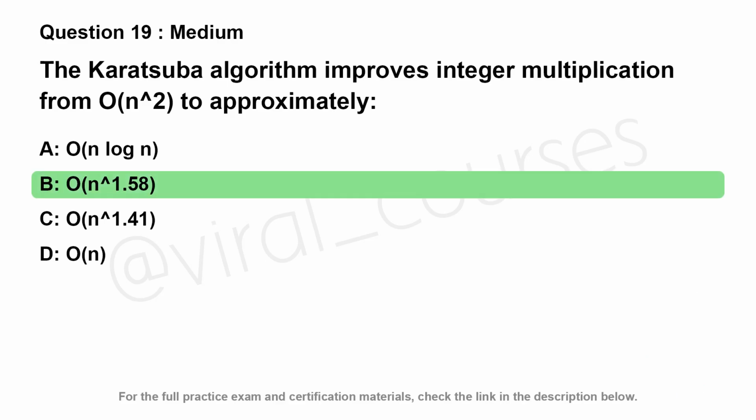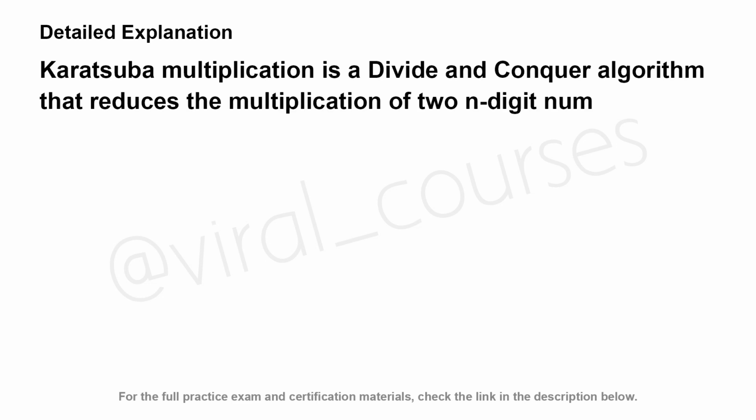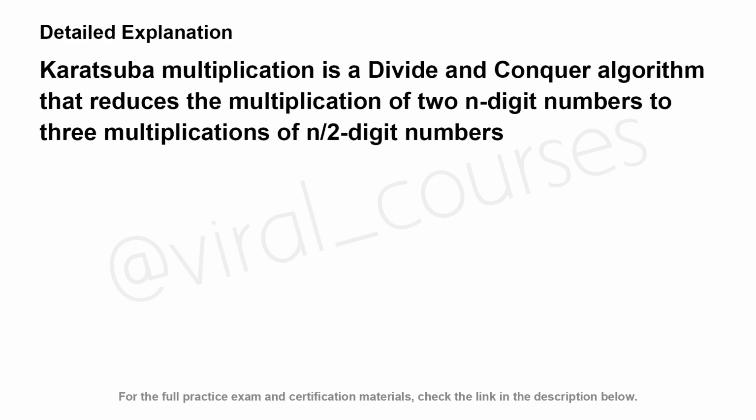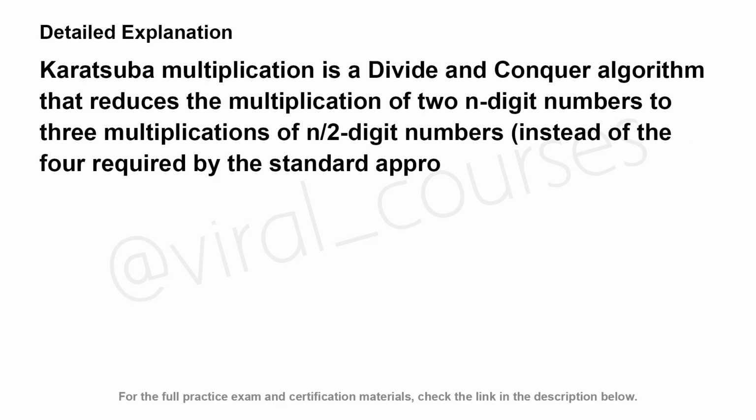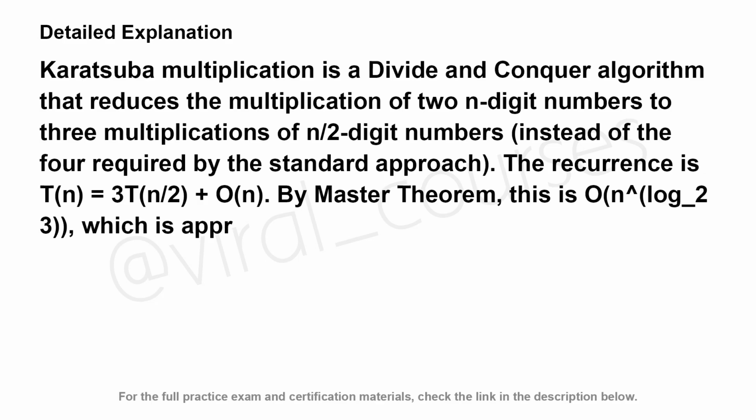The correct answer is B. Karatsuba multiplication is a divide and conquer algorithm that reduces the multiplication of two n-digit numbers to 3 multiplications of n/2-digit numbers, instead of the 4 required by the standard approach. The recurrence is T(n) equals 3T(n/2) plus O(n). By Master Theorem, this is O(n^(log base 2 of 3)), which is approximately O(n^1.58).